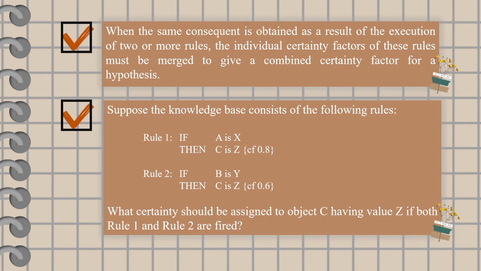Next is when the same consequent is obtained as a result of the execution of two or more rules, the individual certainty factor of these rules must be merged to give a combined certainty factor for a hypothesis.